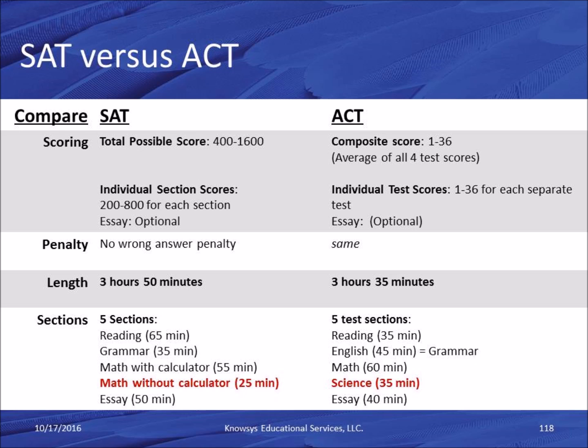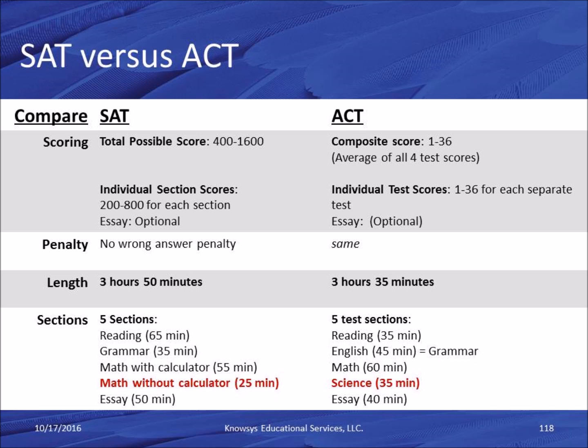Here your composite score is 1 to 36, and it's actually an average, not a sum, of 4 test scores: your reading, your English, your math, and your science. Each individual score is 1 to 36, and then you average them to get your composite or your ACT score. Neither test has a wrong answer penalty, so for both of them you should just guess. Make sure you don't leave anything blank.